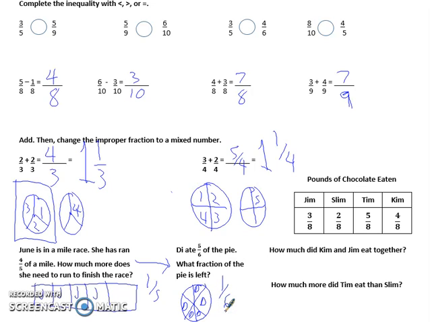How much did Kim and Jim eat together? So I got 4/8 plus 3/8, which equals 7/8. Together told me I was going to add. How much more? Much more means minus. Tim and Slim: I got 5/8 minus 2/8 equals 3/8.